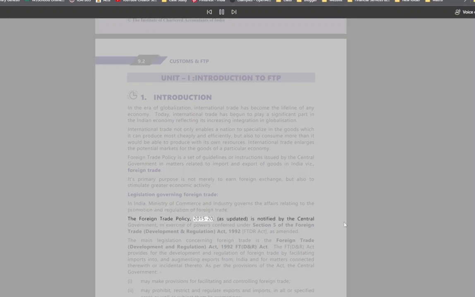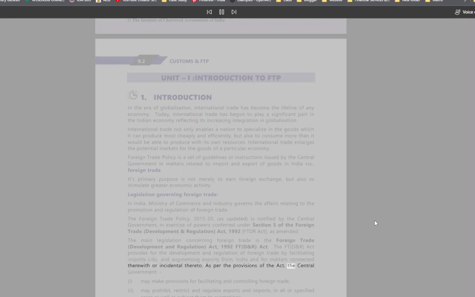The Foreign Trade Policy, 2015-20, as updated, is notified by the central government in exercise of powers conferred under Section 5 of the Foreign Trade (Development and Regulation) Act, 1992, FTDR Act, as amended. The main legislation concerning foreign trade is the FTDR Act. The FTDR Act provides for the development and regulation of foreign trade by facilitating imports into and augmenting exports from India and for matters connected therewith or incidental thereto.